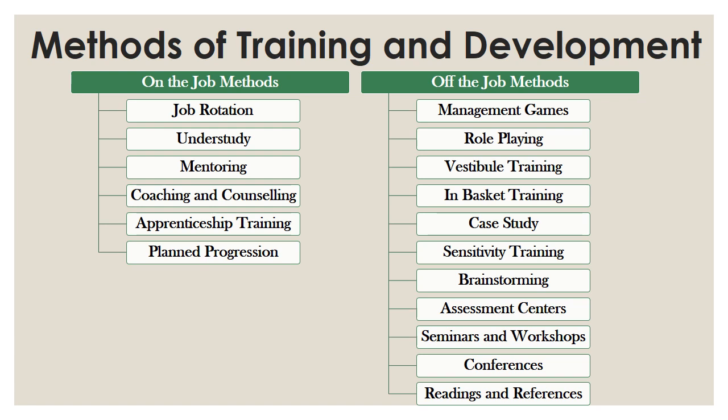Next, planned progression. What is planned progression? It's very similar to job rotation, but every movement from one job to another gives a higher pay, position and duties. Okay, so the employee is trained under the superior, but he will be given a higher position, a little bit more salary, so that he can easily adapt to challenging situations. Okay, so job rotation is basically at the lower level, whereas planned progression is likely to occur at the managerial level.